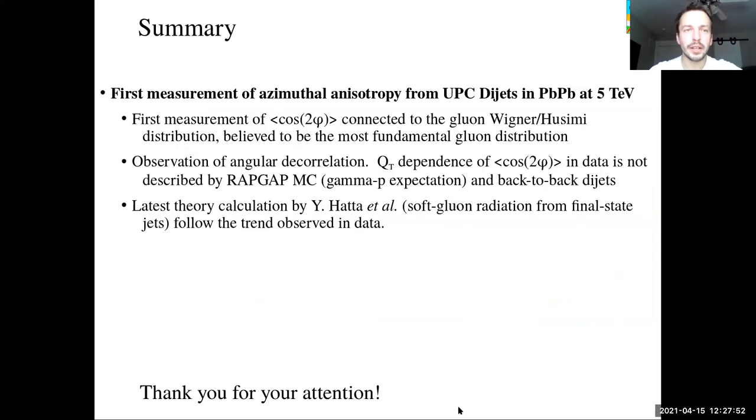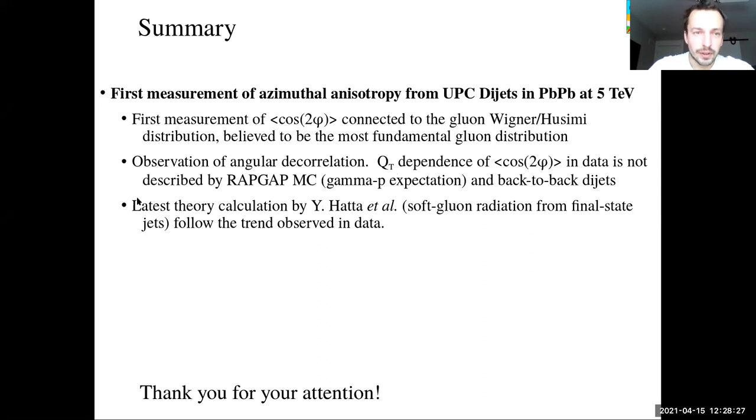So I came to my summary. I presented the first measurement of azimuthal anisotropy from UPC dijets in lead-lead collisions. This is the first measurement of the second Fourier harmonic connected to the gluon Wigner distributions, one of the most fundamental distributions in the nuclei. What we observed is the angular decorrelation, that the QT dependence of cosine 2 phi was much lower than in the RAPGAP Monte Carlo for the photon-proton expectations.